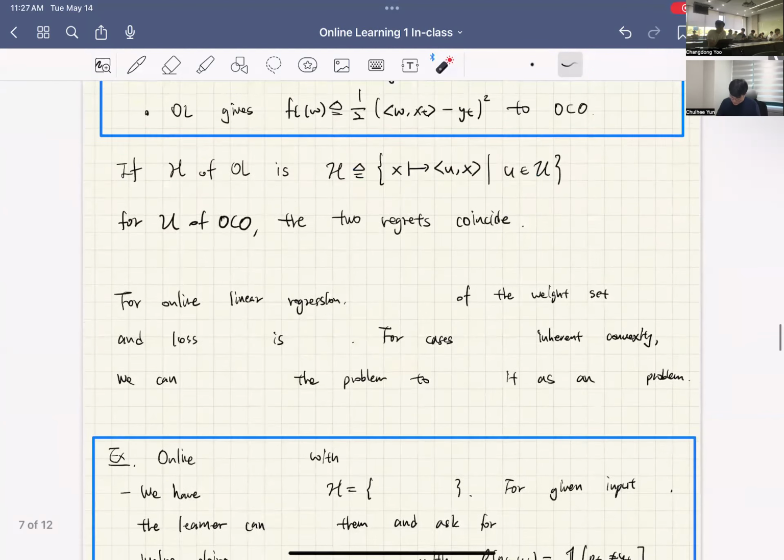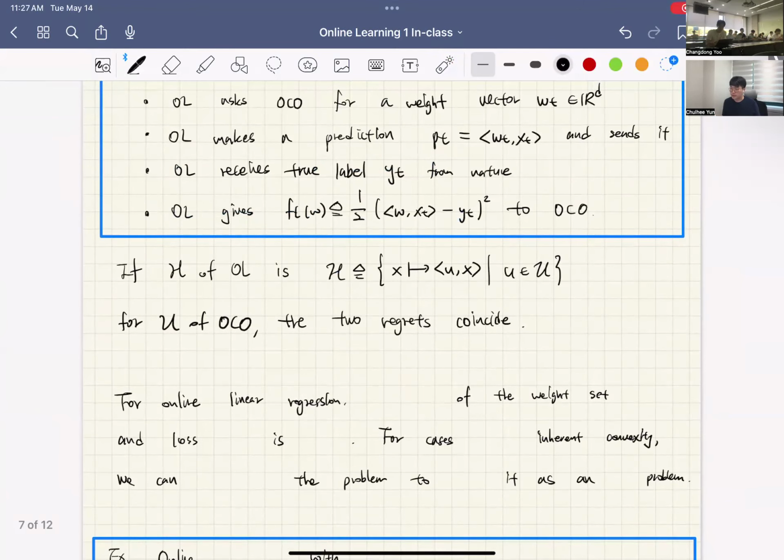Okay. But we can realize that for this example specifically, the convexity is almost trivially given, right? The convexity of the weight set and the loss function ft is super clear. But there are some other instances of online learning problems that do not have this inherent convexity. So for cases without this inherent convexity, what should we do to convert this into an online convex optimization problem? Or are we actually able to do this?